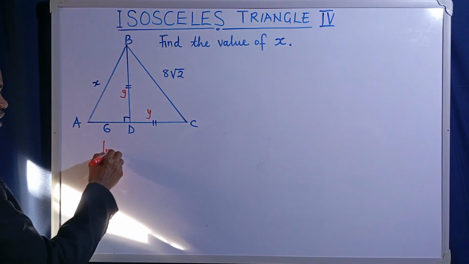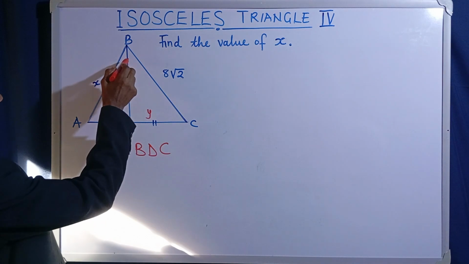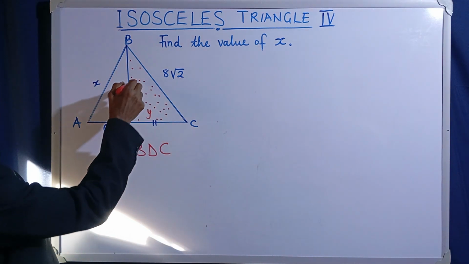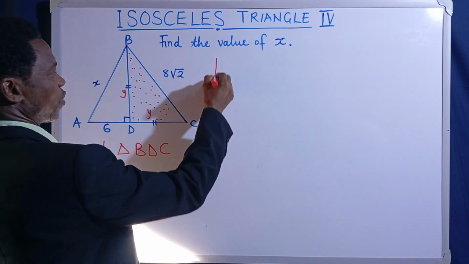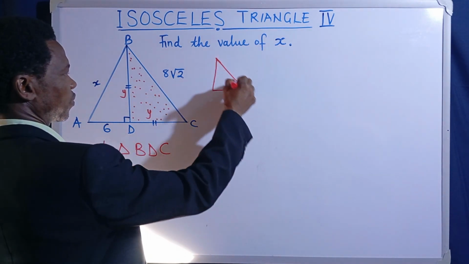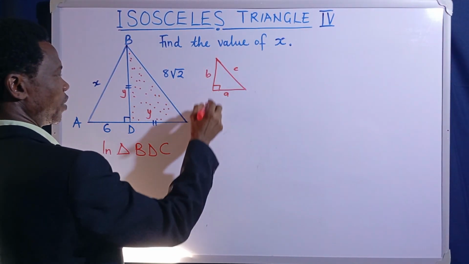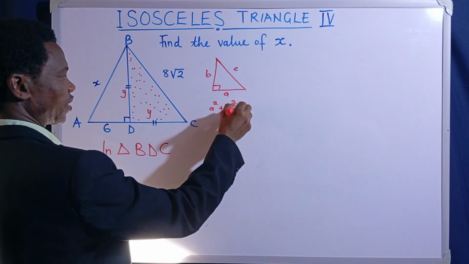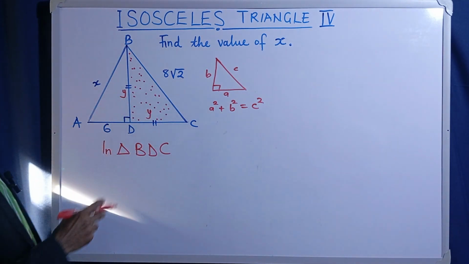So we now say in triangle BDC, let's look at this right hand side. Looking at that triangle, if we apply Pythagoras theorem, what does it say? If you have a triangle, this side is C, this is a right angle, and then this is A, and this is B. Pythagoras theorem says that when you add the squares of the two shorter sides, it will give you the square of the longer side. So we're going to use that principle here to get the value of these two sides.